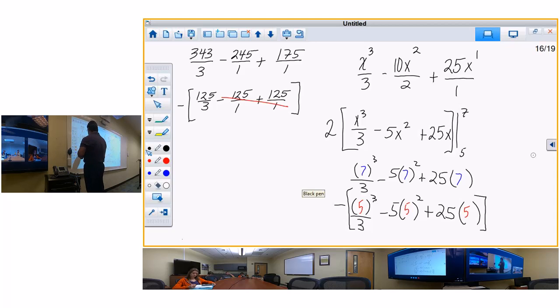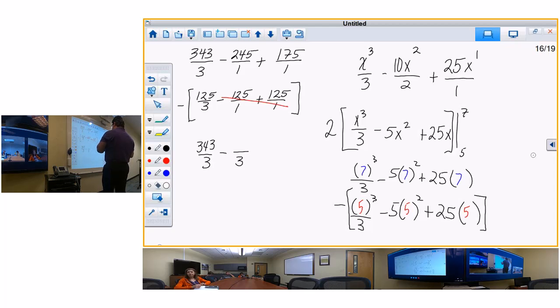So we've got 343 over 3 minus, well, 1 will go into 3 times. And 3 times 15 is going to be 5. Bring you 1. 3 times, that'd be 13. Bring you 1. Be 735. Somebody check that for me. And 175 times 3 be 15, 2 and 5. Somebody check those two for me. And then we're going to minus 125 over 3.